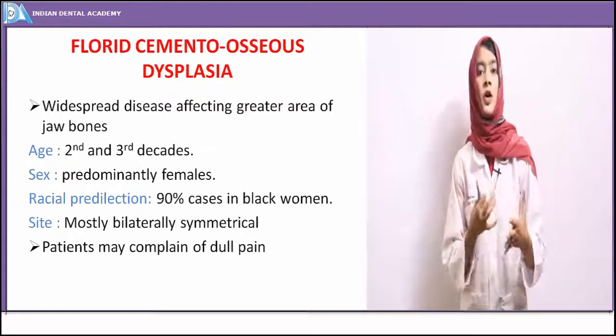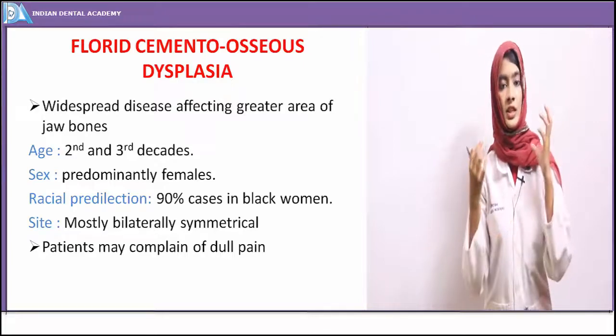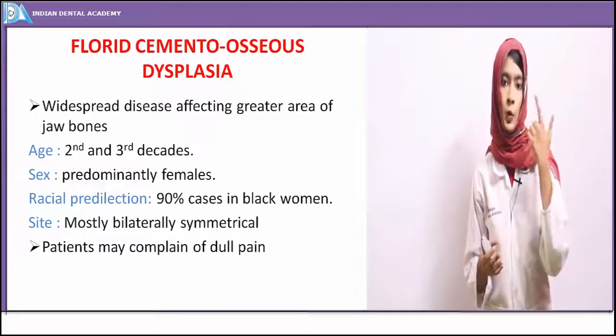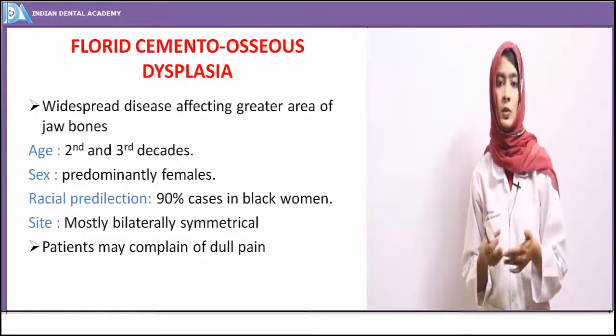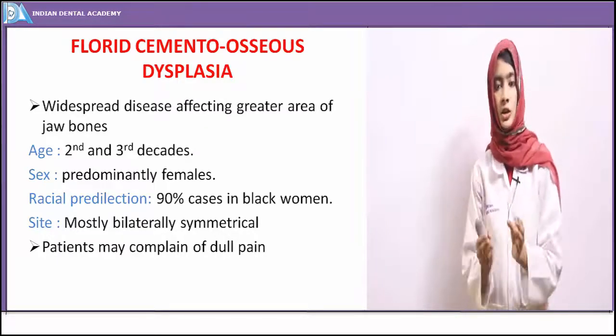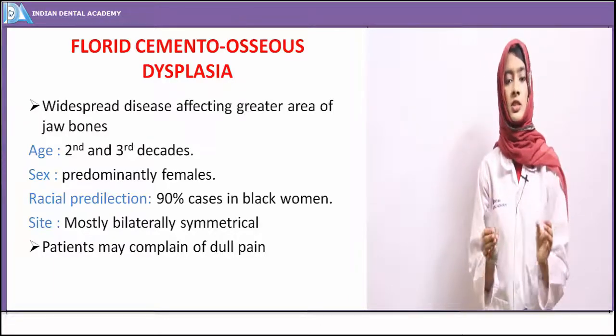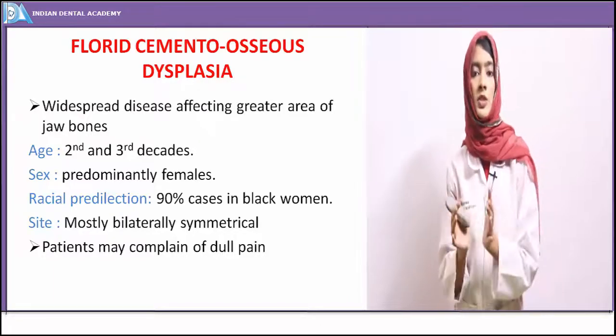Now coming to the florid cemento-osseous dysplasia, it is a disease which affects a greater amount of the jaw bones. That is, both the maxilla and the mandible will be affected. Periapical and focal are restricted to few regions only, the anterior mandible region, the posterior mandible region, and surrounding the apex of teeth.